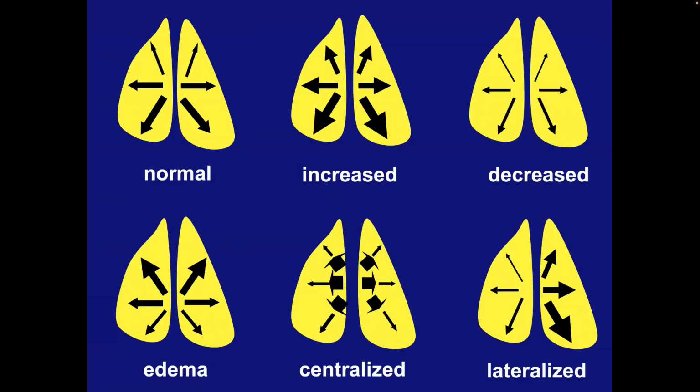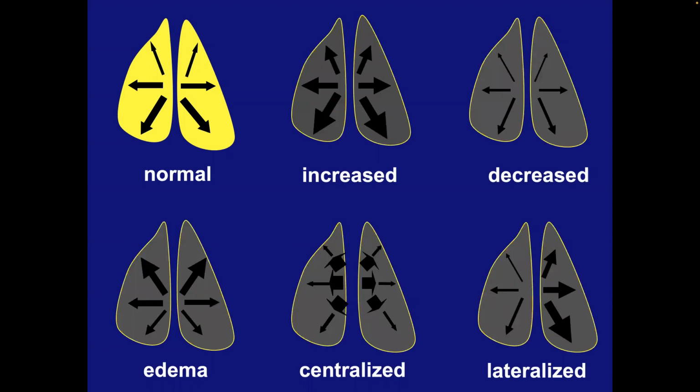What are you talking about, Heineman? Pulmonary blood flow patterns. What are they, and what does each mean from the standpoint of cardiac imaging? Well, the options for pulmonary blood flow patterns are normal pulmonary blood flow, can have increased flow, decreased flow, pulmonary edema, a centralized blood flow pattern, or a lateralized blood flow pattern, whereby it looks like there's more blood going to one lung than the other.